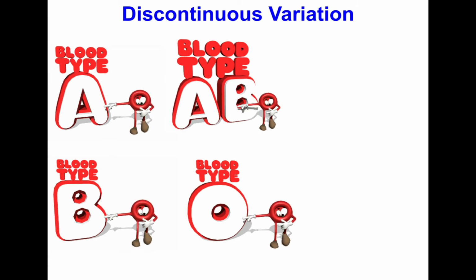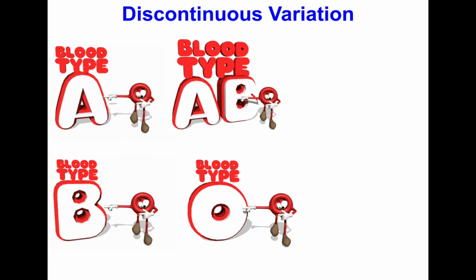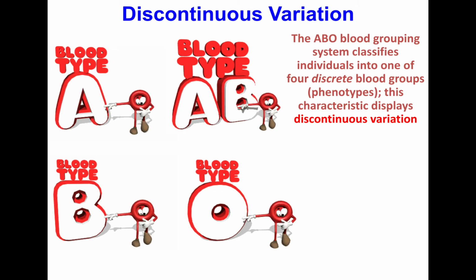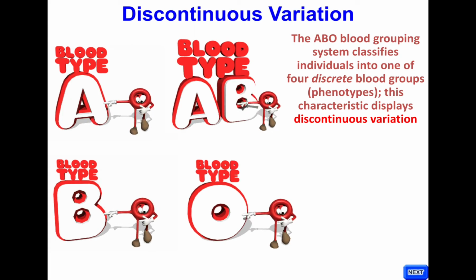And finally, another example here is our blood types. We have 4 different blood types shown here: A, B, AB, and O. This is somewhat simplified because we're ignoring the effect of the rhesus factor, just to keep it a little bit more simple. So again, we have discrete phenotypes, 4 in this case, and this is another example of discontinuous variation.